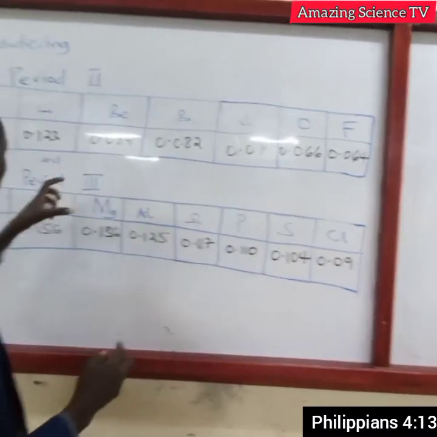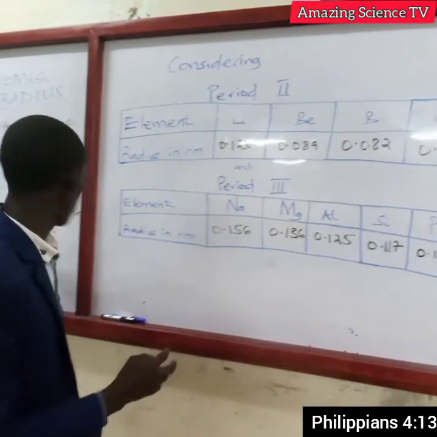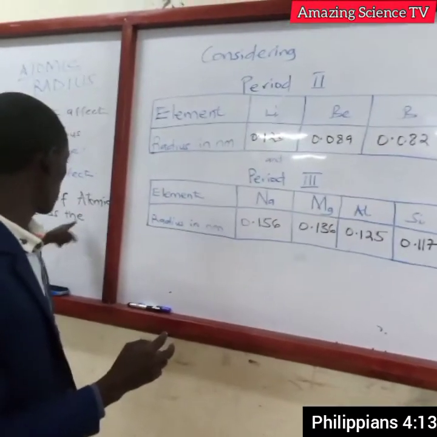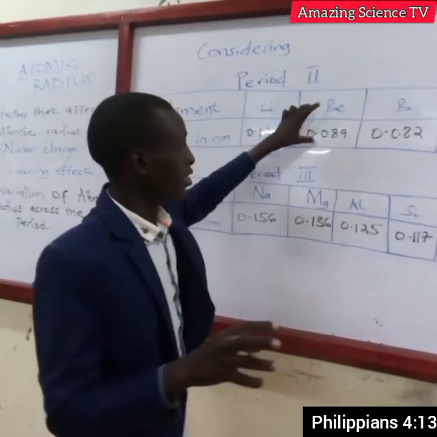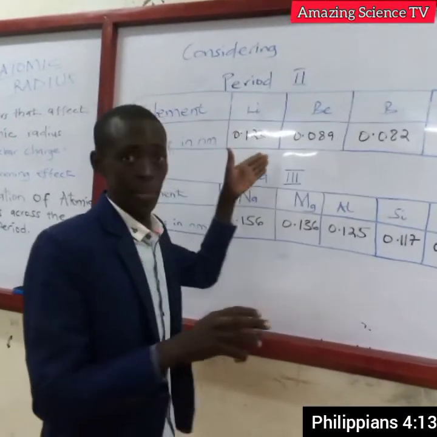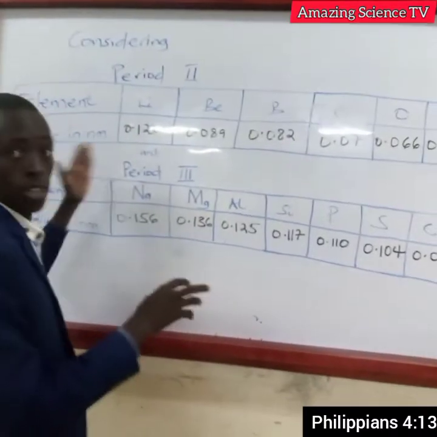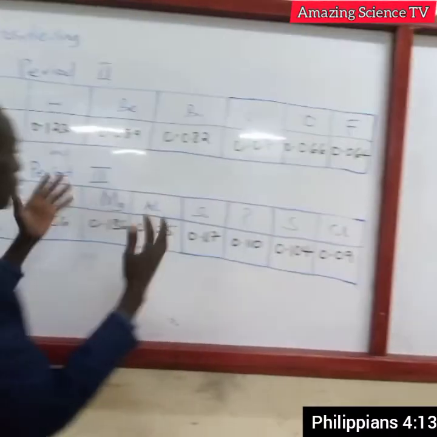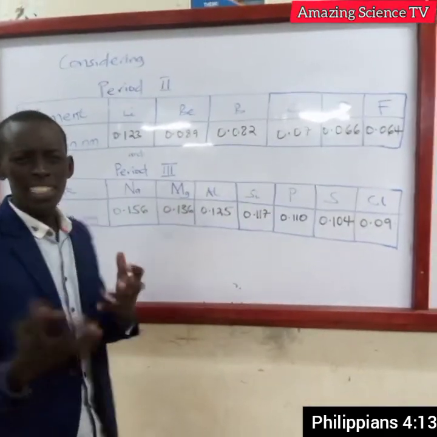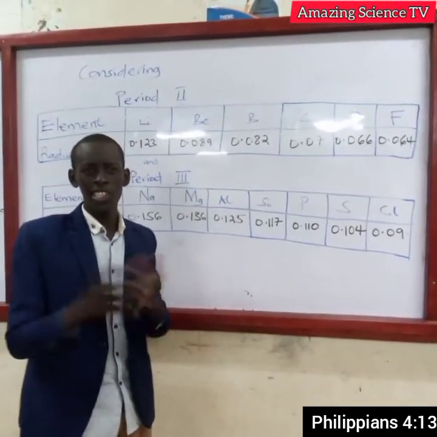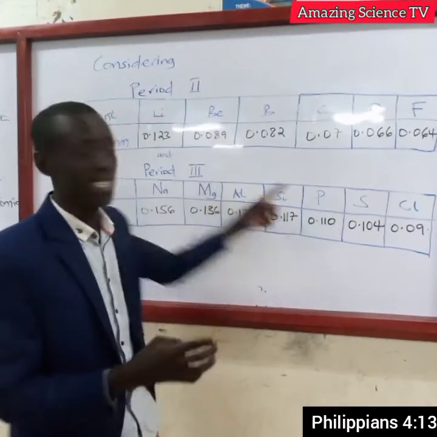So generally, the conclusion here on variation of atomic radius across the period, we say that generally the atomic radius decreases from one element to another as we move from left to right. The atomic radius goes on decreasing across the period. So what could be the reason why the atomic radius has this trend?